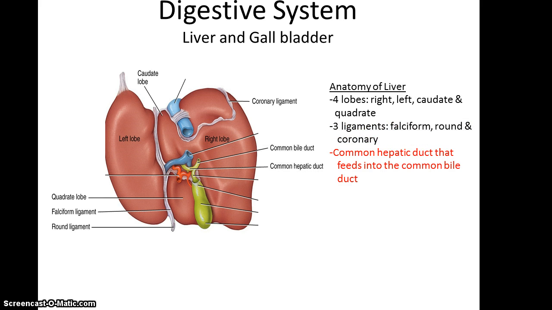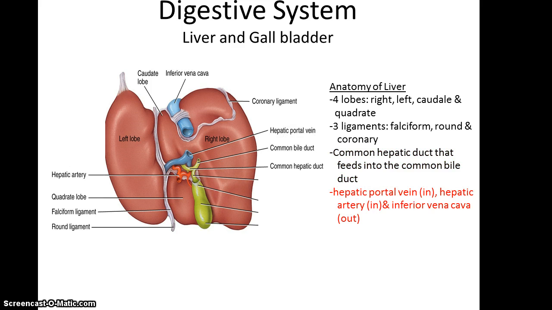You will also find the common hepatic duct that feeds bile that's been produced by the liver into the common bile duct. There's the hepatic portal vein, which is bringing blood to the liver from the digestive system. And then there's the hepatic artery that's also bringing blood to the liver. In this case, oxygenated blood, because the liver is going to need oxygen to function. And then the hepatic vein delivers blood out to the inferior vena cava, so it can then be taken up to the heart.